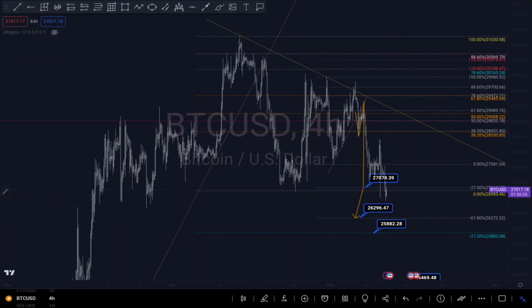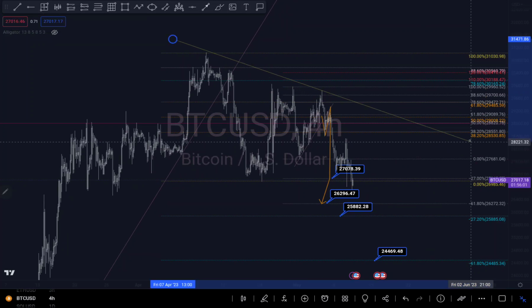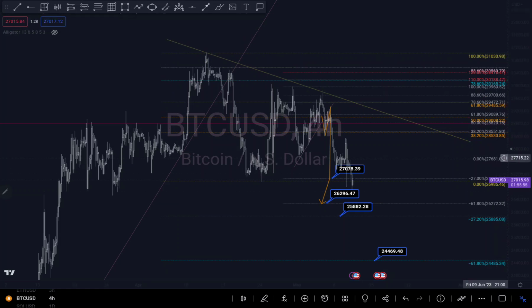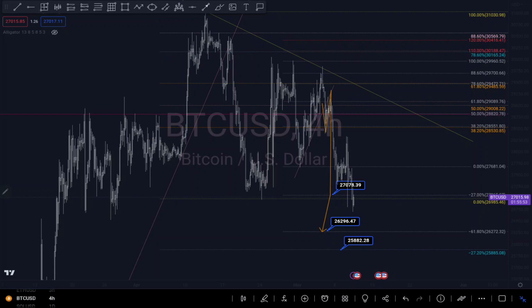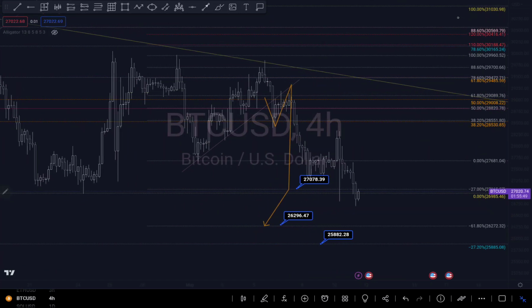Hi guys, this is my analysis on Bitcoin. What am I expecting on Bitcoin? If you watched my previous analysis on Bitcoin, we saw a break of structure around this area right here, and I said I'm predicting more of a sell move because there was a break of structure around that area.